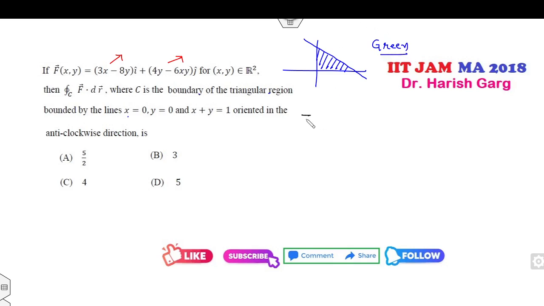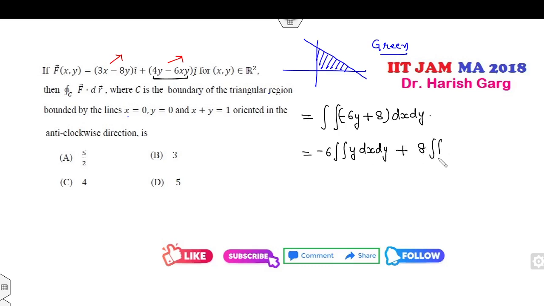So now how can you apply the Green theorem? Double integration, partial derivative of this j, that is a dy, with respect to x, it is minus of 6y. This is with respect to y, so it is minus minus plus 8 into dx dy. Fine. Now that's over. You can solve this. It's minus of 6 double integration dx dy plus 8 is outside, double integration of dx dy.